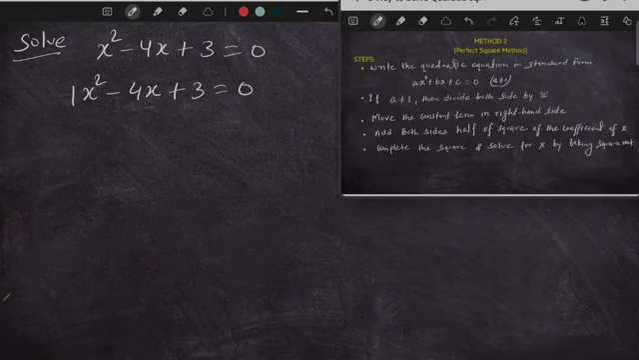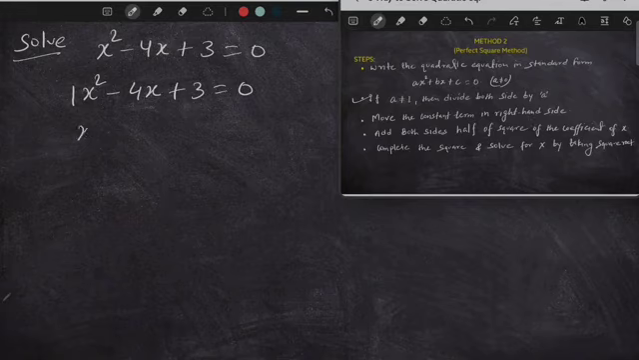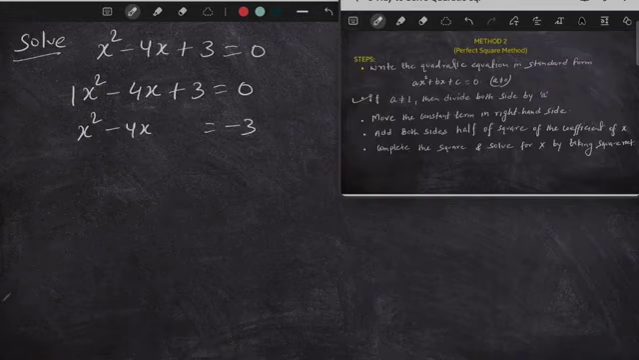Here the next step says that if a is not equal to 1, then divide both sides by a. But the coefficient of x square is 1, that is, a is 1. So my second step is done. Now the third step is to move the constant term to the right hand side. So x square minus 4x equal to -3.